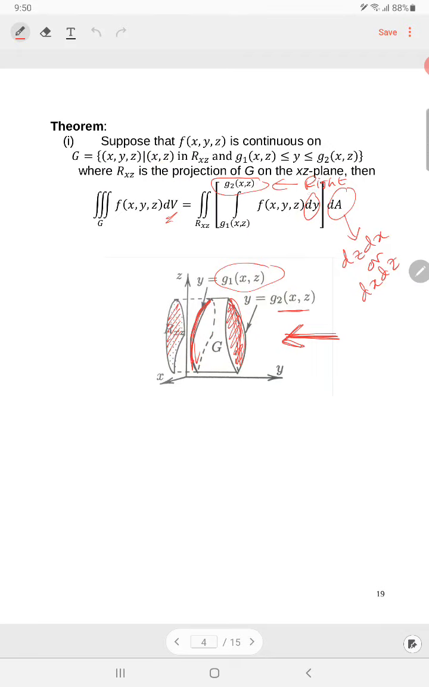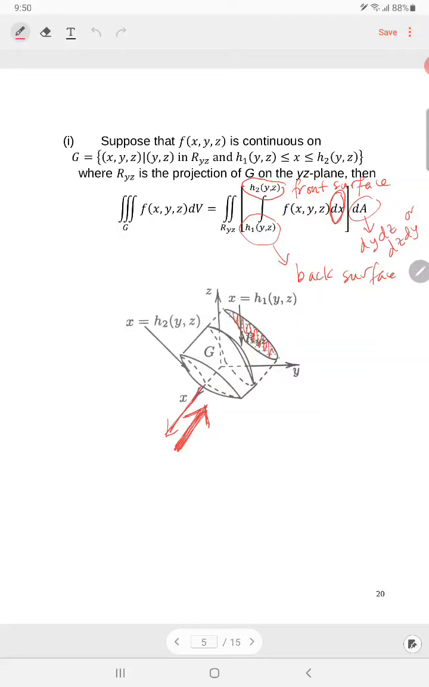And if you have this kind of solid where it has one front surface and one back surface, you have to integrate with respect to x first. And then dA here can be either dy dz or dz dy. I will show you examples of this in our next video.